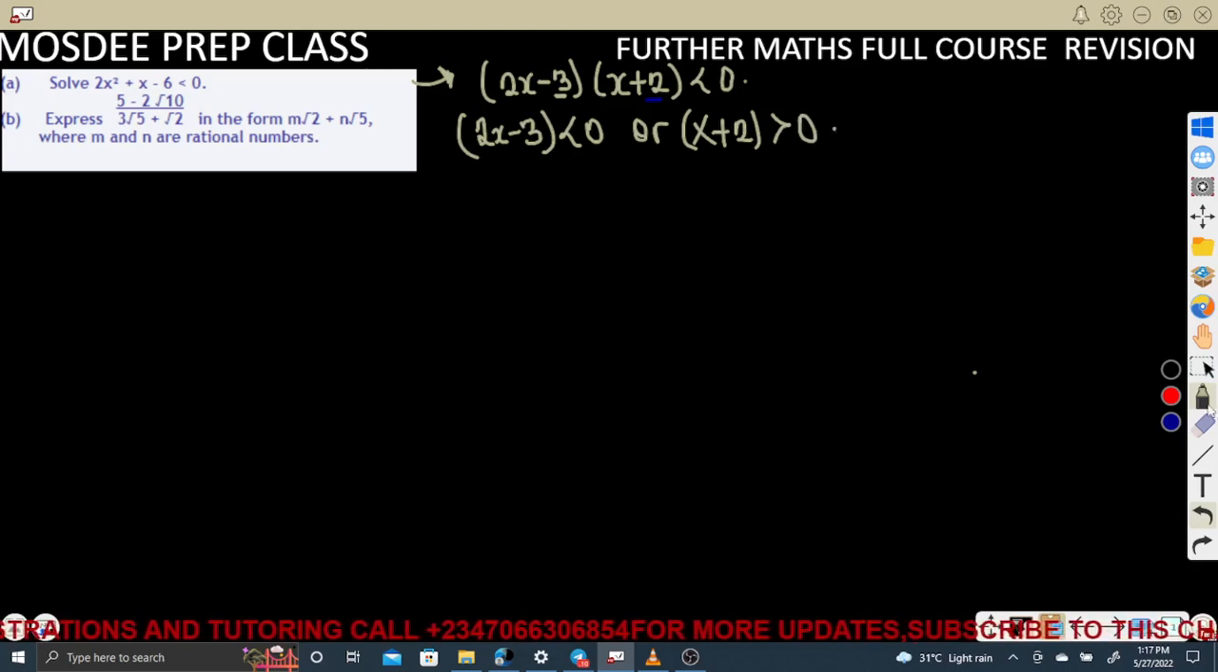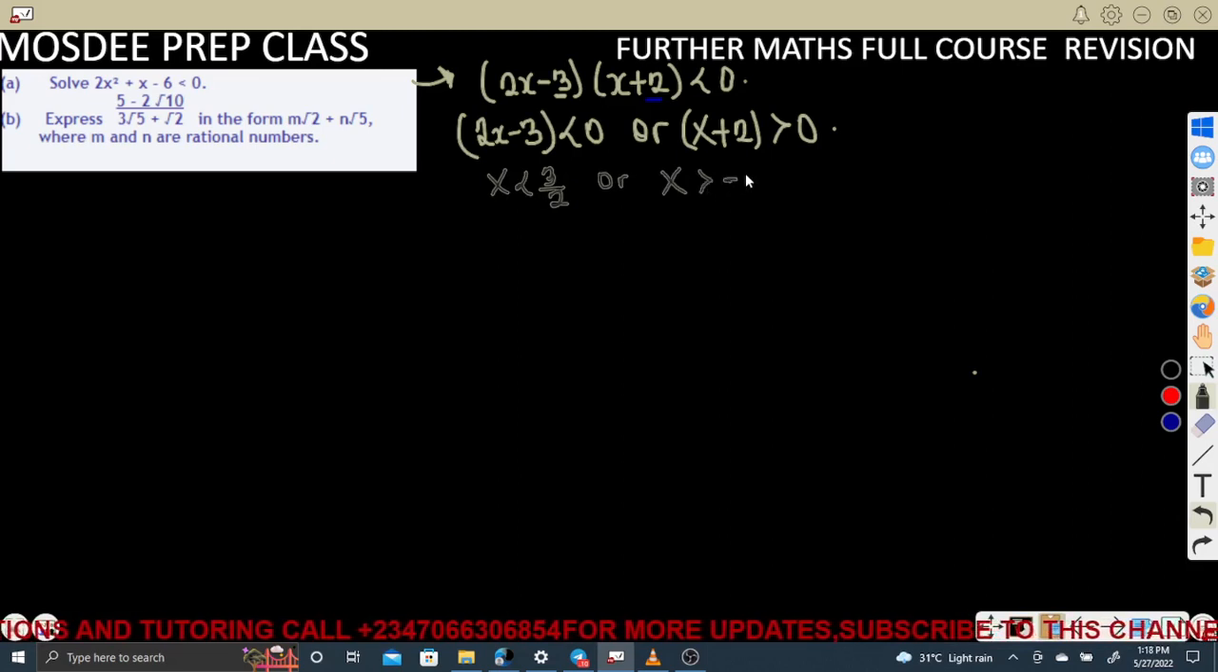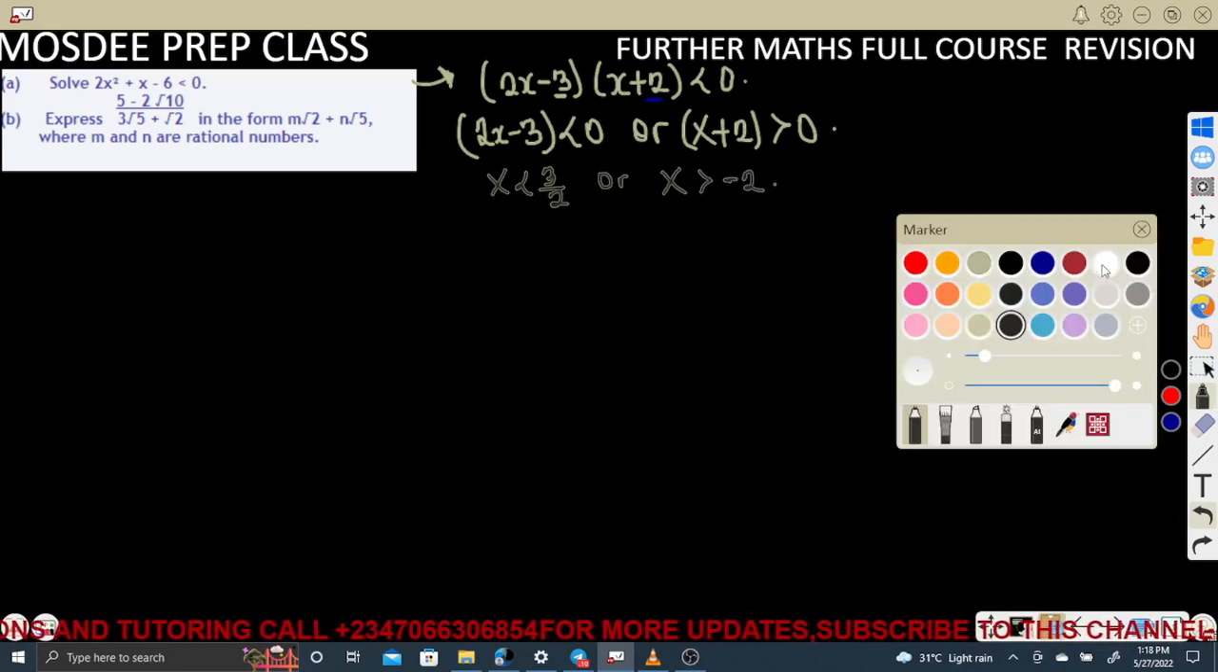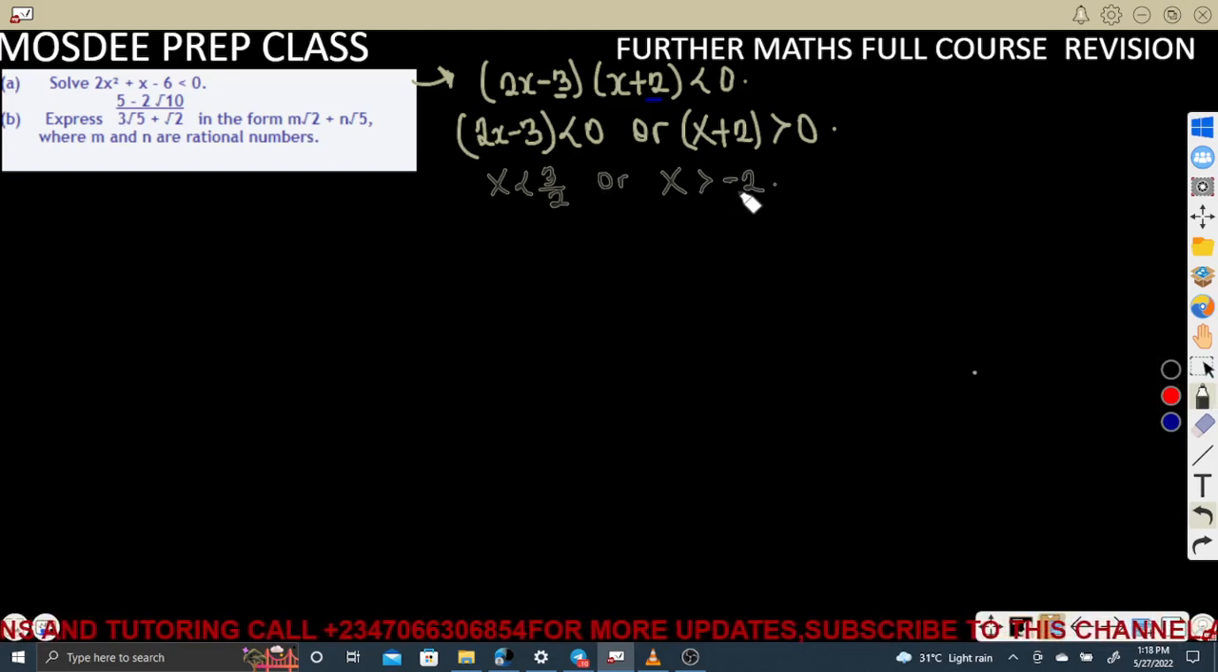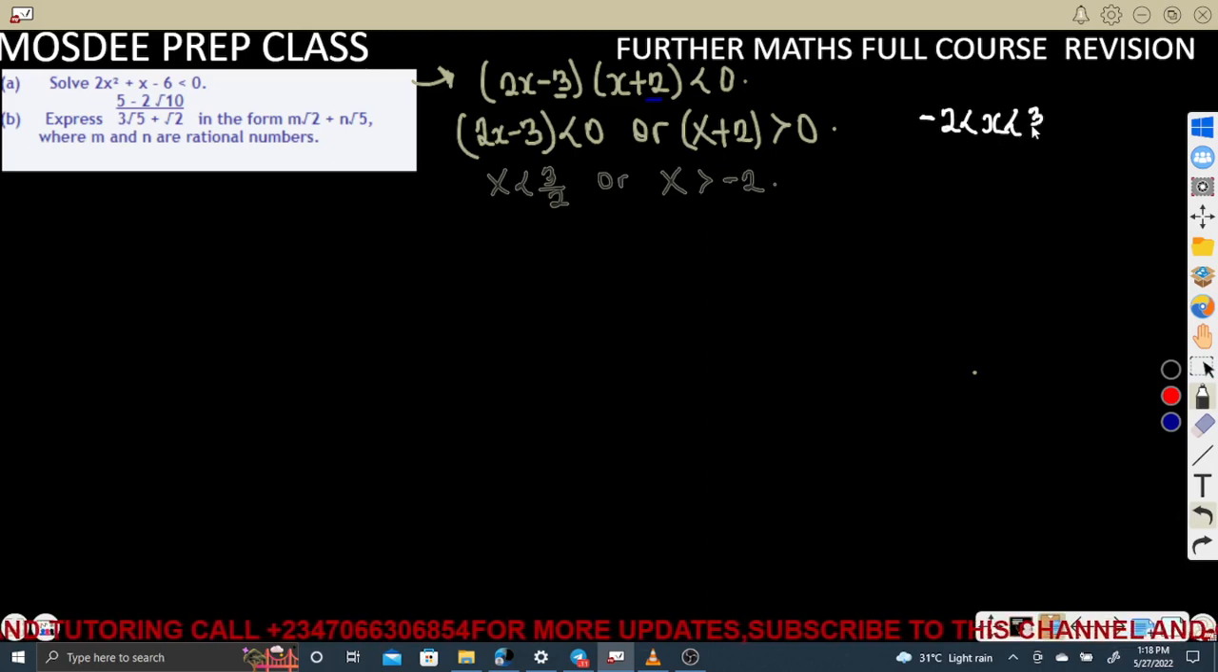So on simplification, if you solve this, you are going to have x is less than 3 over 2, or x is greater than negative 2. So this is the answer to this question. But teachers can also explain to students how to combine the inequality. This can be combined by changing this side to the other side. This greater than sign is the same thing as saying minus 2 is less than x, and the same x is less than 3 over 2.